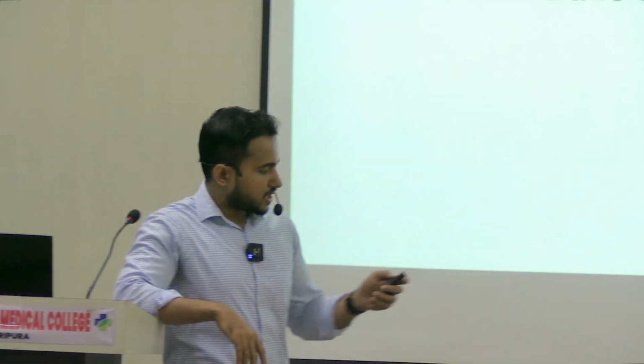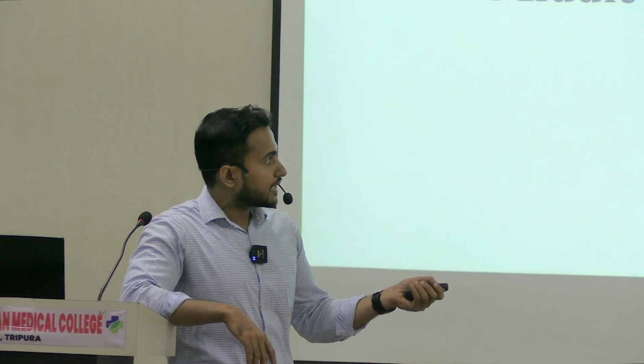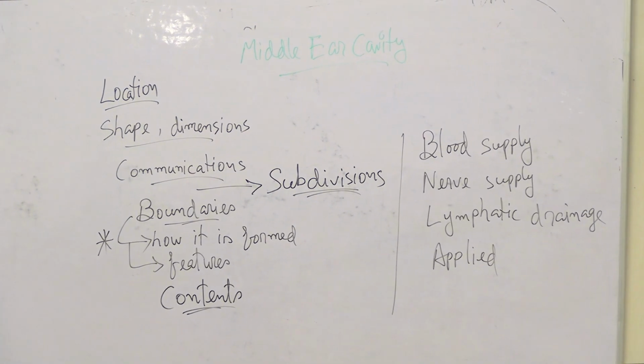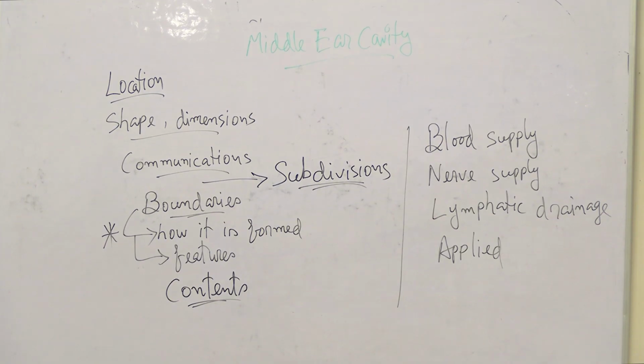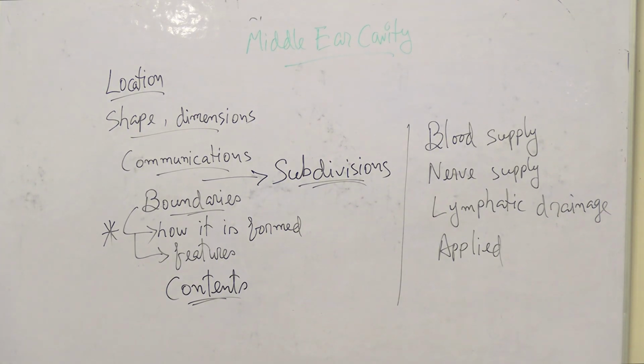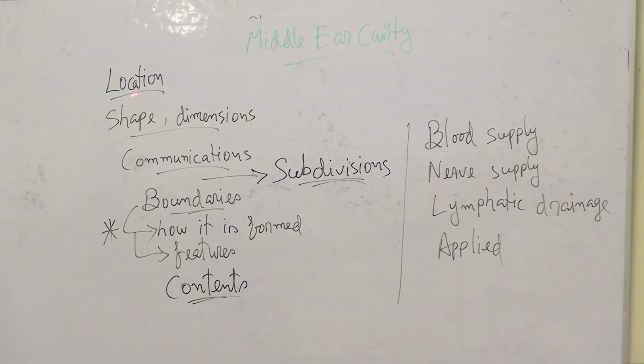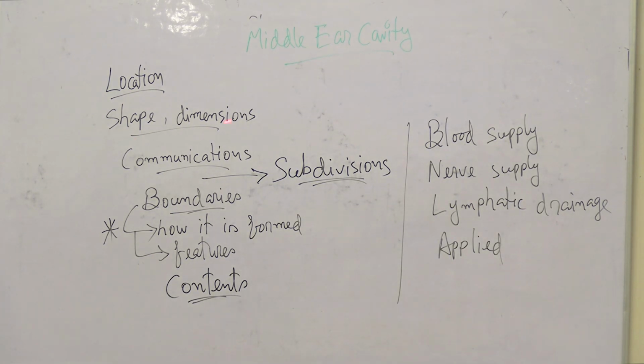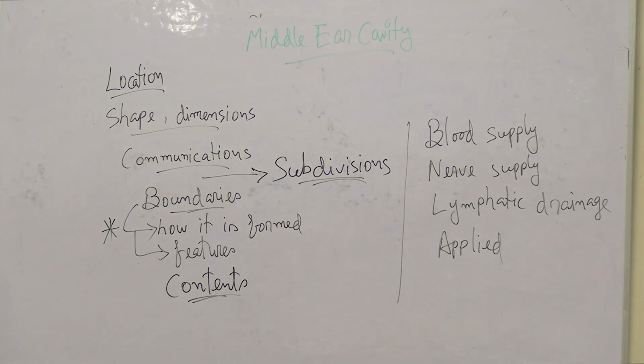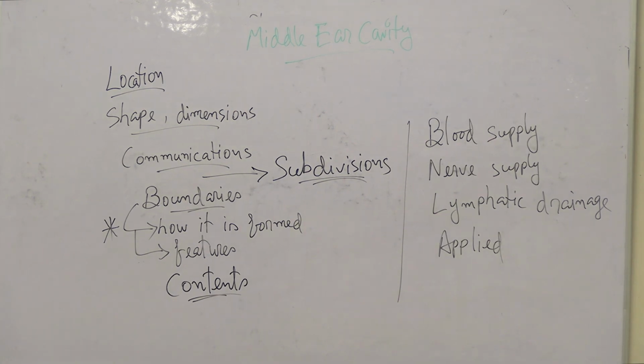First is the location where the middle ear cavity is located. I hope you can see the diagram of the middle ear cavity. So first we have to know the location of the middle ear cavity, then the shape and the dimensions of the middle ear cavity. Now, the shape of the middle ear cavity, we have to see in different sections. In different sections the shape is different. That will be explained. That also you have to follow.